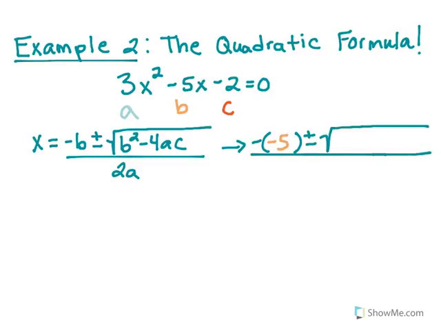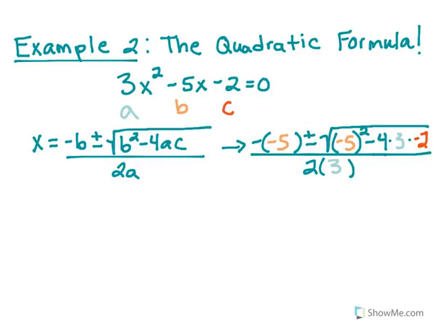And I'm going to fill in my radical. So this is going to be negative 5 squared minus 4 times my a term, which is 3, times my c term, which is negative 2. I'm only doing this without parentheses because I'm running out of room over here. And then in the denominator we have 2 times a, which is 3.